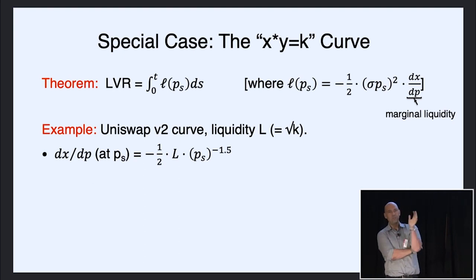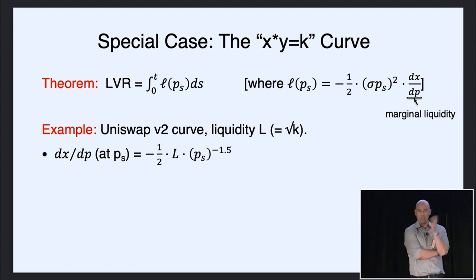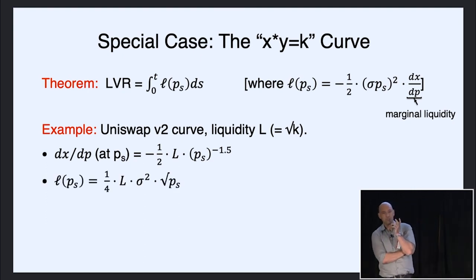Okay, it's a very simple invariant curve. It's just x times y. Do a little calculus, implicit function theorem, and you get a formula for the marginal liquidity of a constant product market maker. You now literally just plug this formula in.